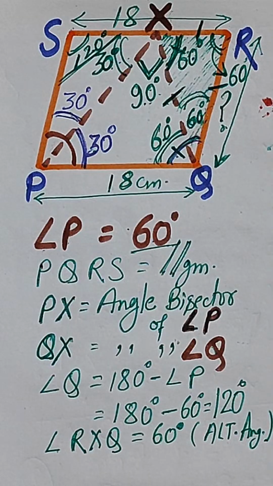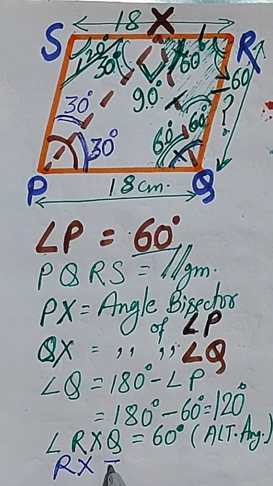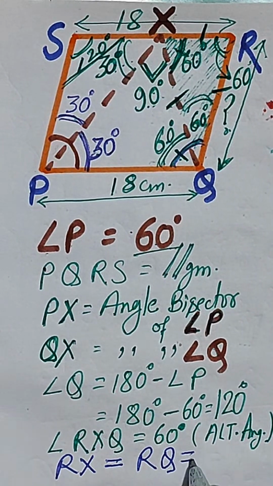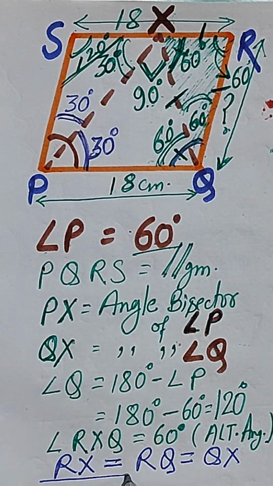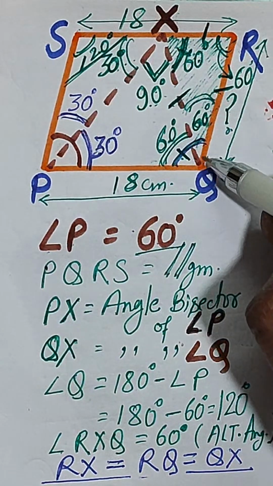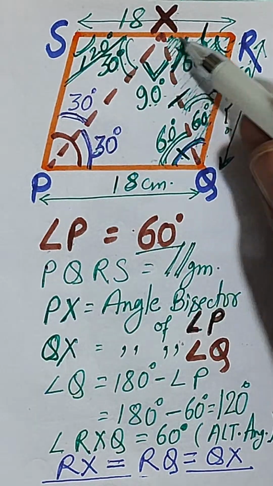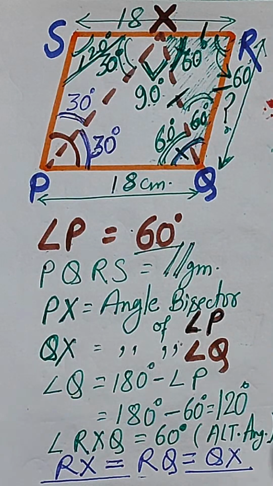So we can write RX is equal to RQ is equal to QX. Why? Because these are the sides of an equilateral triangle. And triangle QXR is an equilateral triangle. All angles are 60, right?